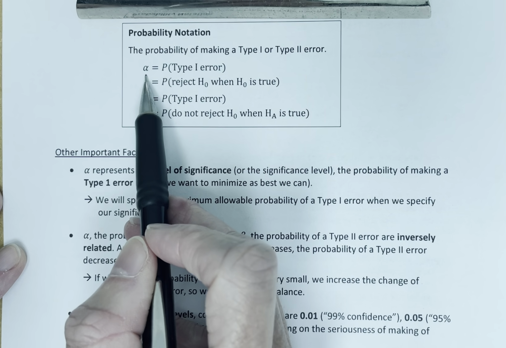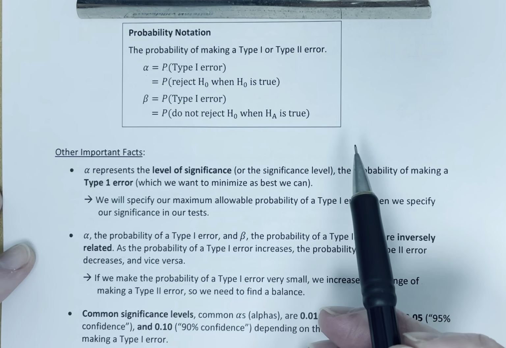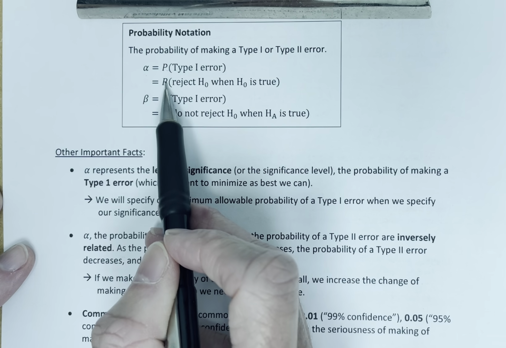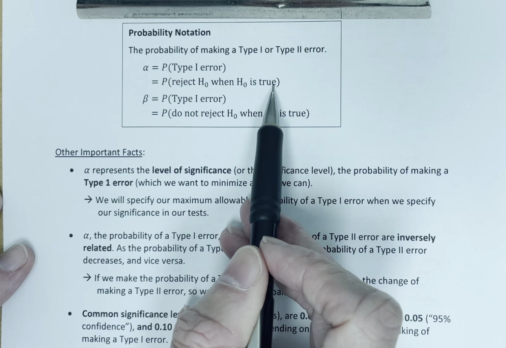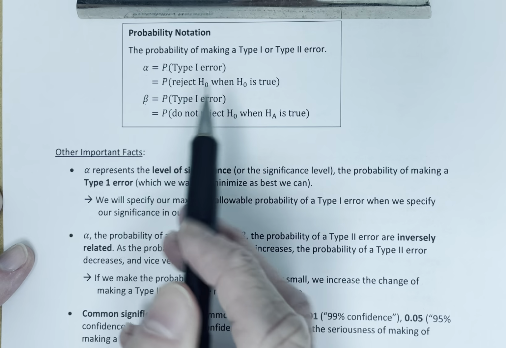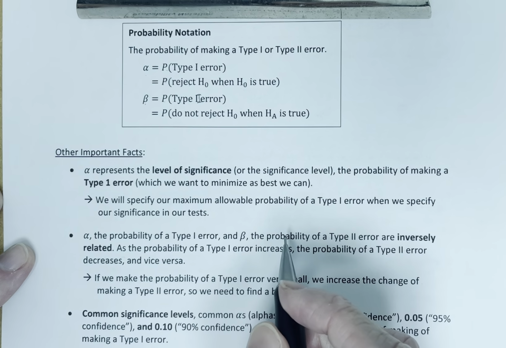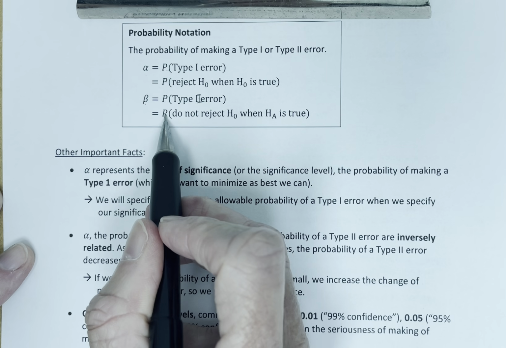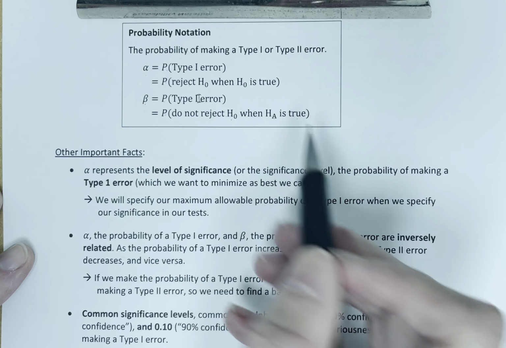The Greek symbol alpha is equal to the probability of making a type 1 error. Okay, and again, remind ourselves, that's equivalent to the probability that you're rejecting the null when the null hypothesis is true. The Greek character beta is the probability of making a type 2 error. I forgot to put a little 2 there. Okay, it's the same thing as the probability that we do not reject the null hypothesis when the alternative hypothesis is true.